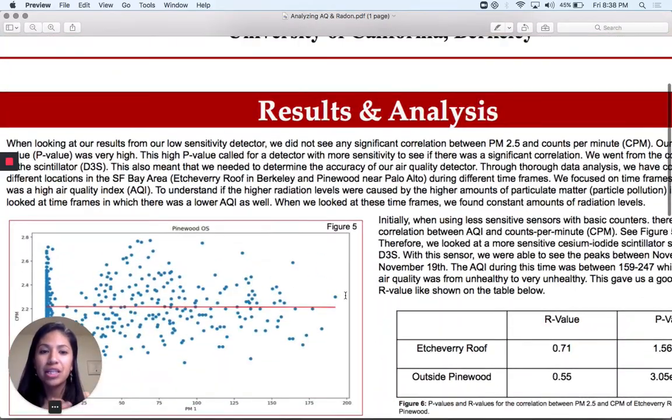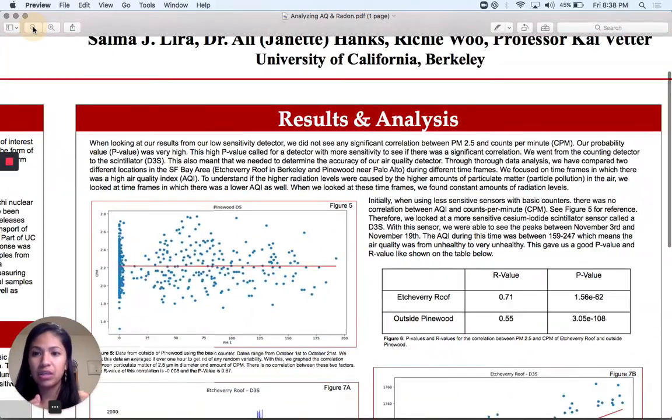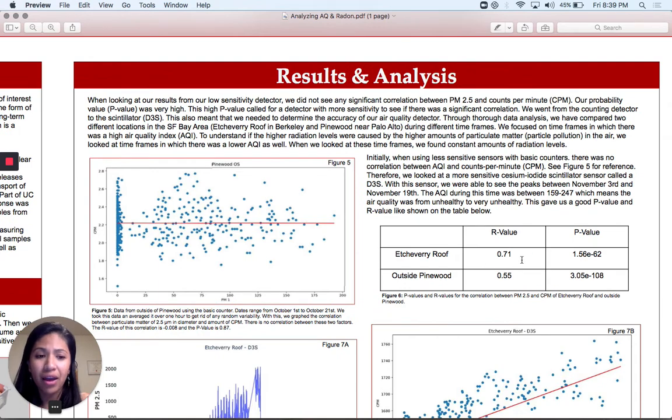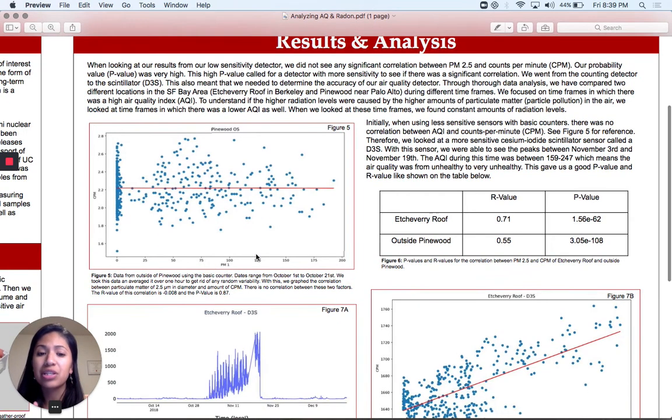So the first thing we saw when we looked at our results is we looked at a very low sensitivity detector that didn't give us much correlation. There wasn't any significant correlation of PM 2.5 and counts per minute, which is the CPM, which is the way we measure radiation. Our p-value was very high for this particular one. So then we moved on to more sensitive sensors.